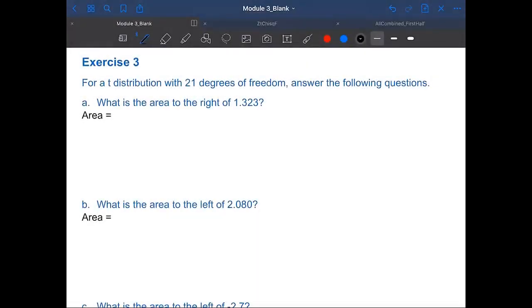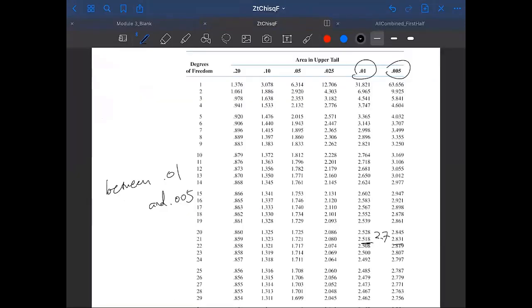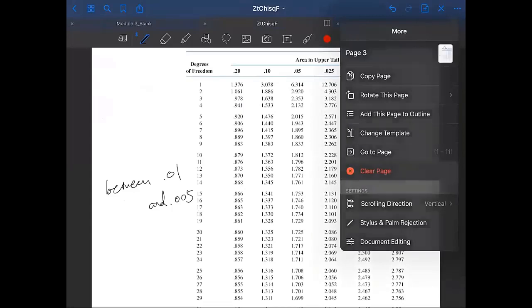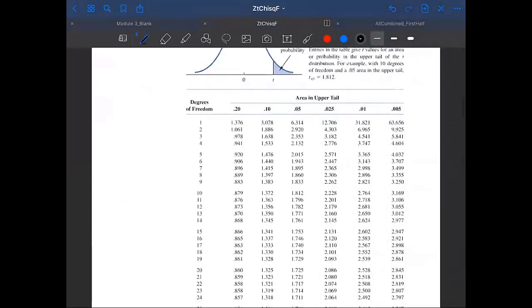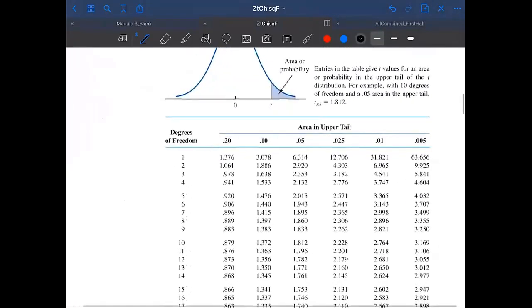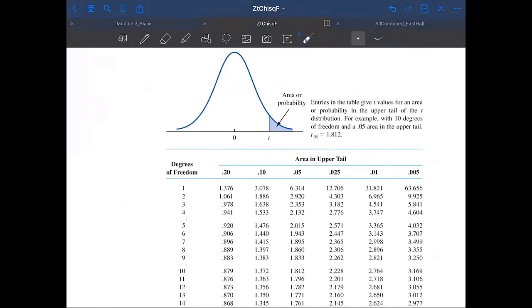This is a very good collection of exercises you can be asked on the t distribution, to test how you understand the problem. Before we start solving the problem, I'd like to explain to you one more time about the t distribution. The format of the t table is quite different.